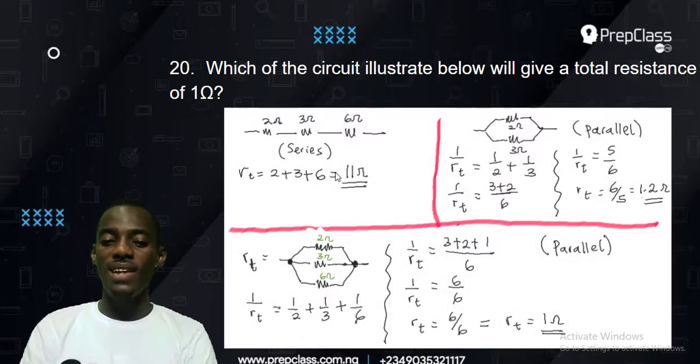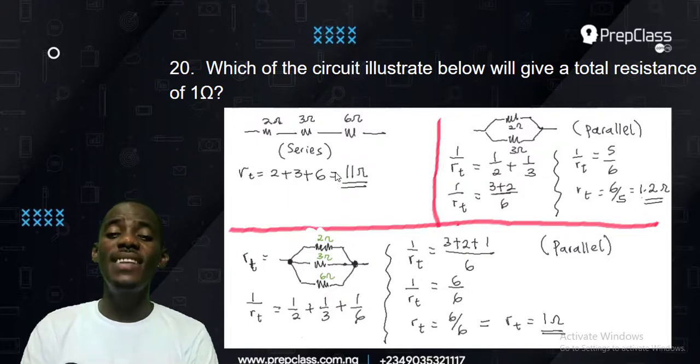The first option is series. If you are dealing with series resistance, the total resistance for anything in series is just to add up all the resistances. That's 2 ohms plus 3 ohms plus 6 ohms, and that gives me 11 ohms as my answer. But is that giving me 1 ohm? No. So option A is wrong.